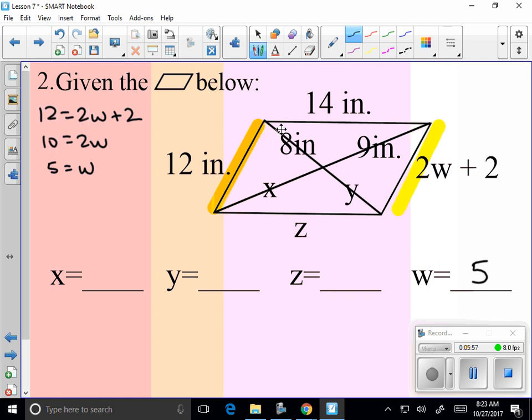Somebody else tell me a number that they know and a letter that it goes with. Yeah, Z is 14. Good. How about Y? Y is 8? Yes, I like it. And X has to be 9. Guys, you start seeing this stuff, and it just jumps off the page at you.